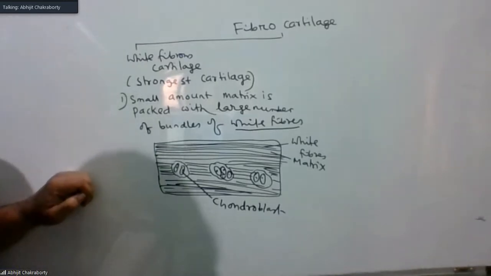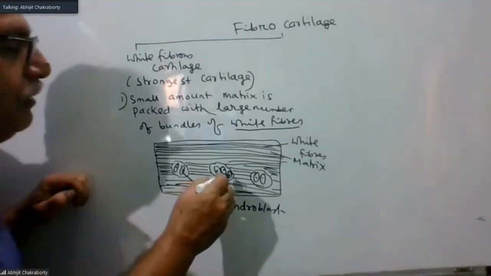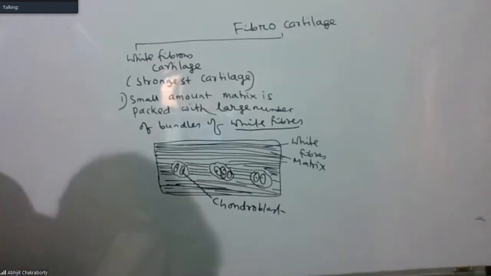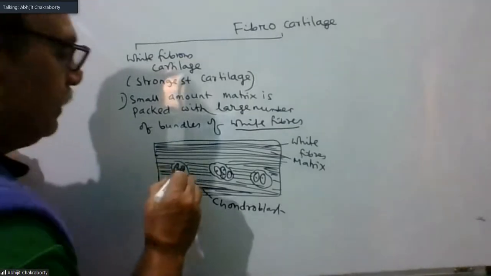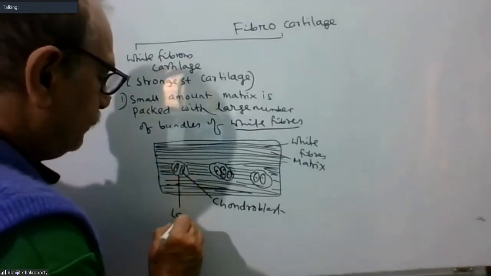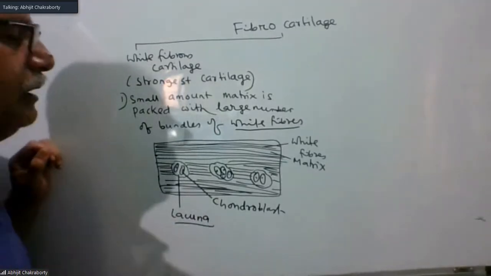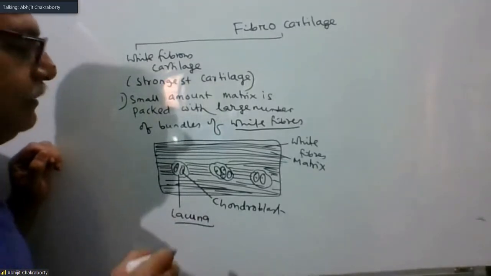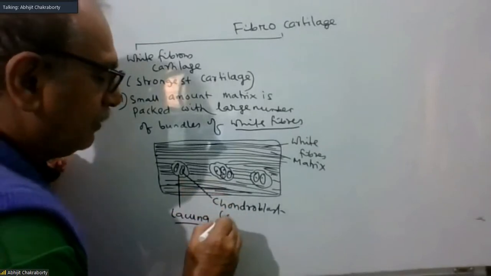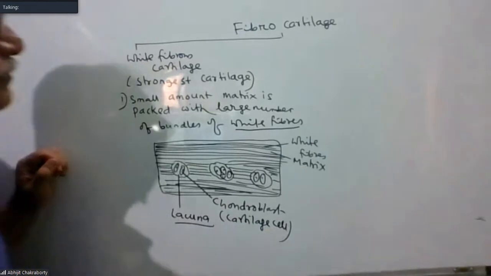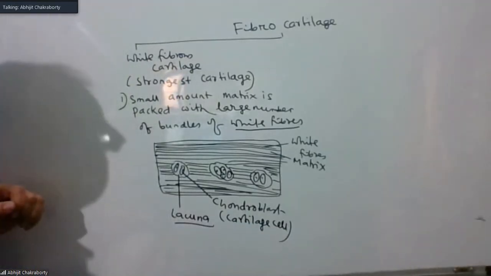And where will you get it? Between the bundles of white fibers, remember these things, this part is called lacuna. And lacuna, you know, is found to contain the cartilage cells. These are the chondroblasts, cartilage cells.